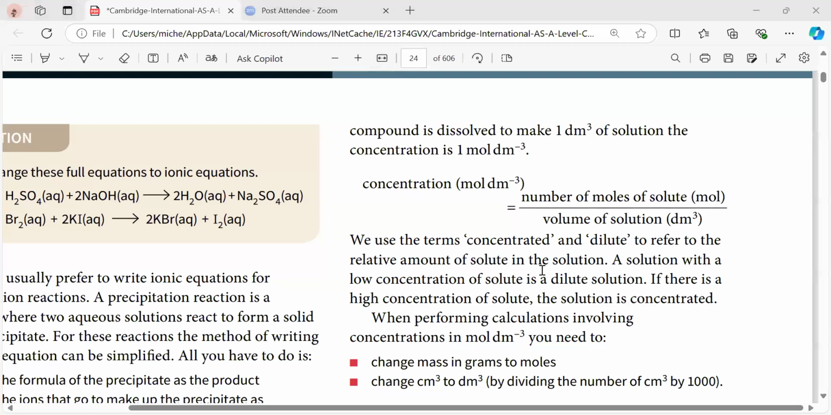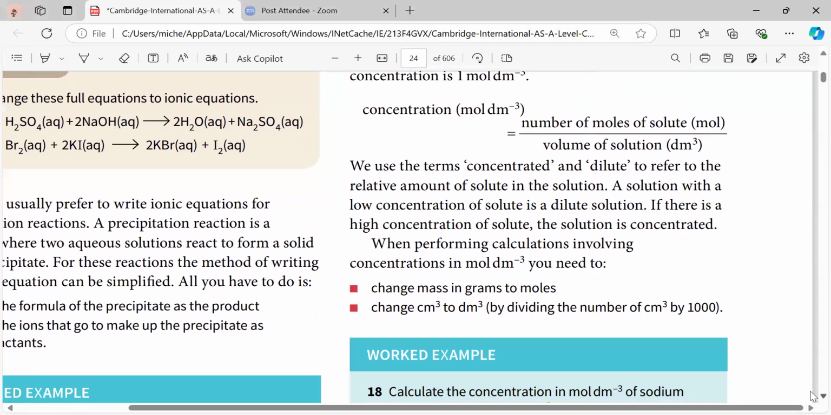So we use the terms concentrated and dilute to refer to the relative amount of solute in the solution. A solution with a low concentration of solute is a dilute solution. If there is a high concentration of solute, the solution is concentrated. So it's basically the opposite, vice versa. You can get the hang of it once you start learning more. So when performing calculations involving concentrations in mol dm⁻³, you need to change mass in grams to moles, and change cm³ to dm³.